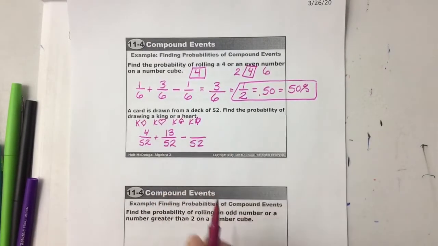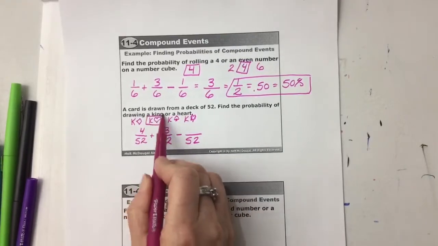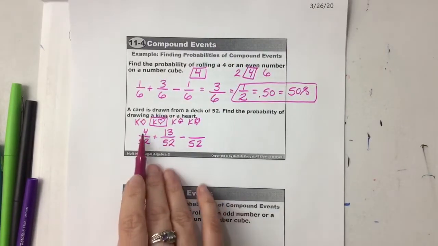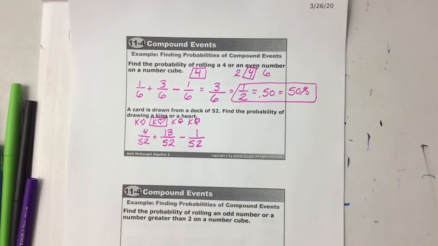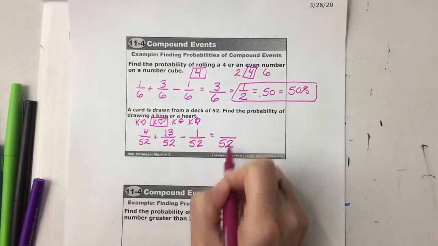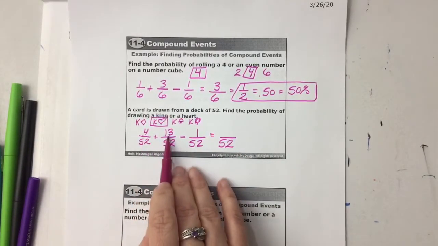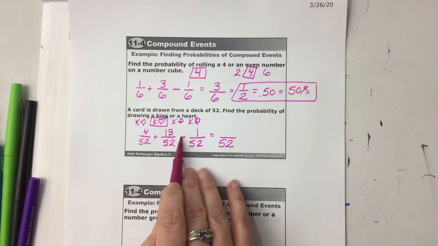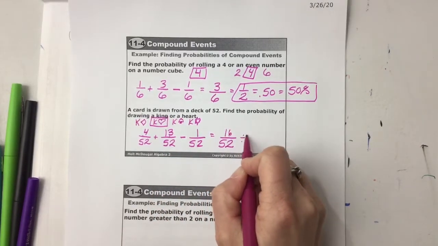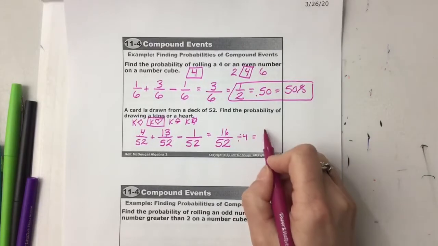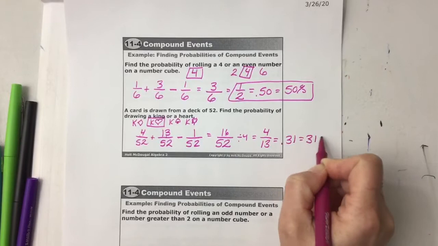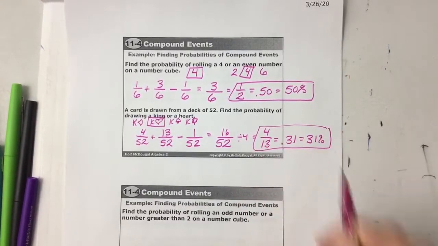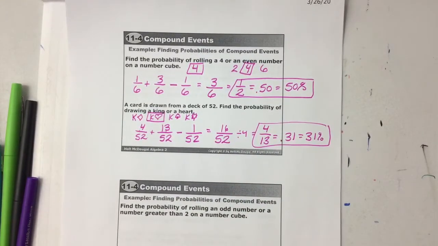Minus, there is an overlap. There is a king of hearts. So the king was counted here and the king was counted as a heart. So there was 1 card that was both a king and a heart. Your common denominator carries. 4 plus 13 is 17. 17 minus 1 is 16. I can divide both top and bottom by 4. Your reduced fraction is 4/13, which is 0.31, there is a 30% chance that if you randomly select a card from a deck of cards, you will either get a king or a heart.